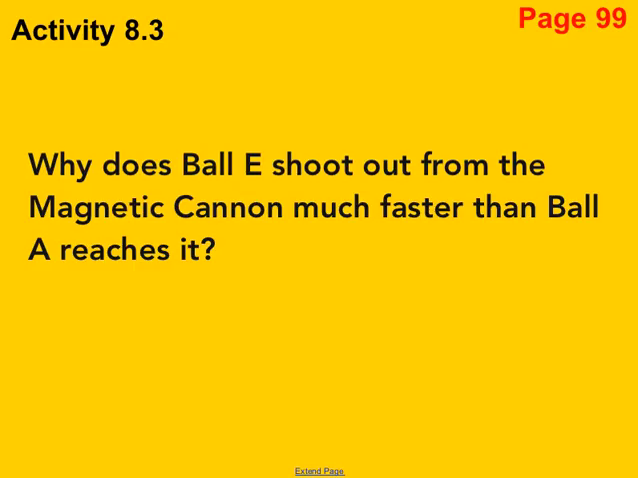So here's something to think about. Why does ball E shoot out from the magnetic cannon much faster than ball A reaches it? Ball A was not traveling that fast, but then ball E really shot out fast. Where did all that energy come from? Why did it shoot out?